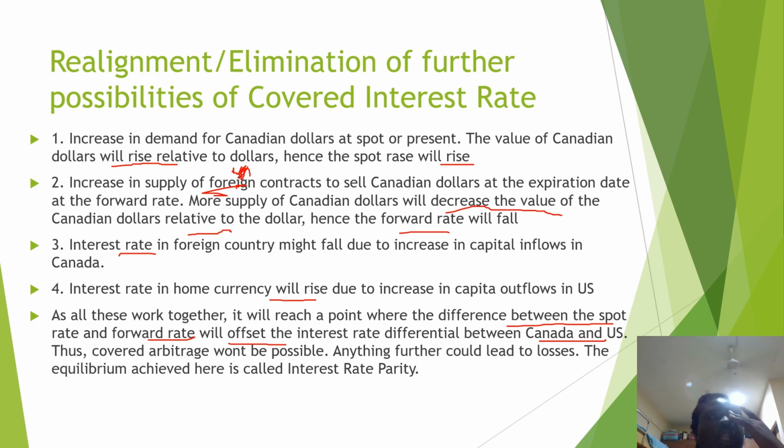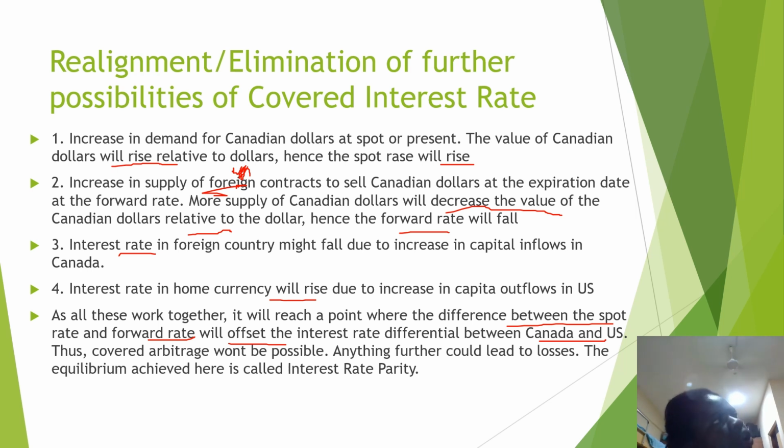The equilibrium achieved here is what we term as interest rate parity. Interest rate parity is the equilibrium achieved when there's no possibility for covered interest arbitrage, such that the interest rate differential between two countries is offset by the difference between the spot rate and the forward rate.